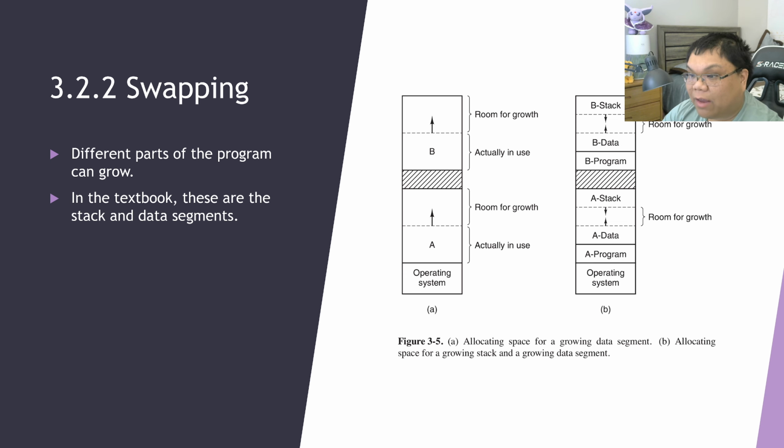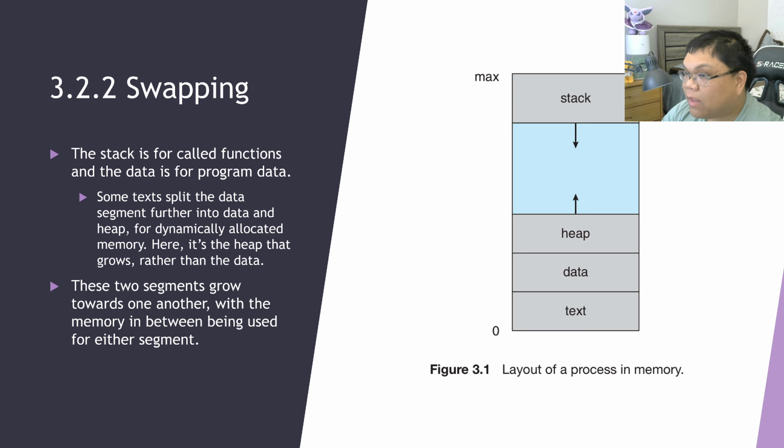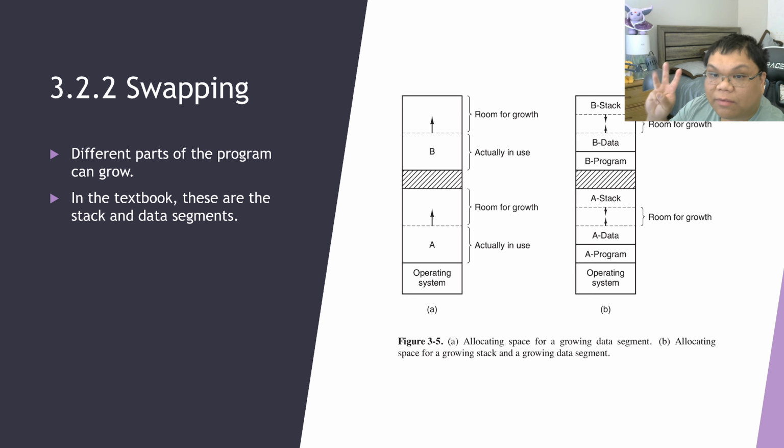Different parts of the program can grow. In the textbook, these are the stack and data segments. Some textbooks differentiate the data into even more pieces than that. In the other operating systems textbook that I call the dinosaur book, because it has a dinosaur on the front cover, that book talks about 4 pieces in the memory space of a process. This book only talks about 3.